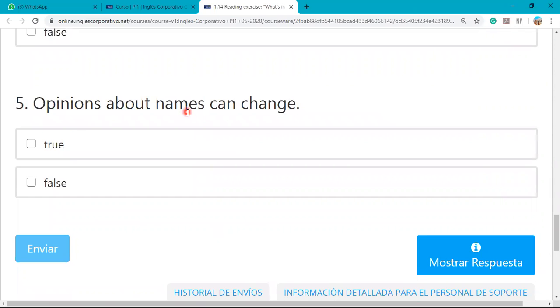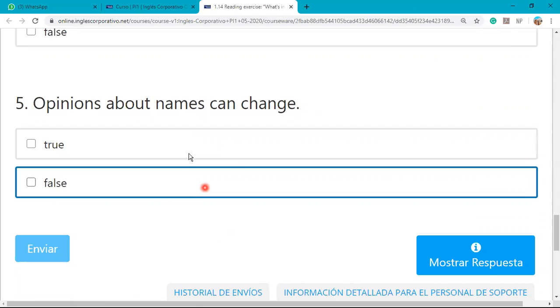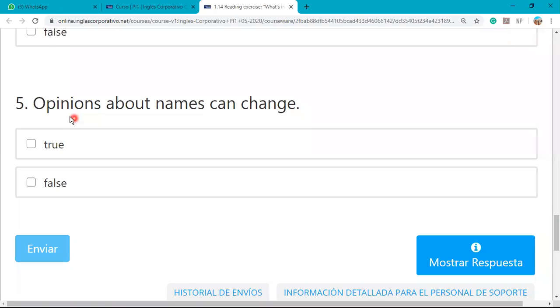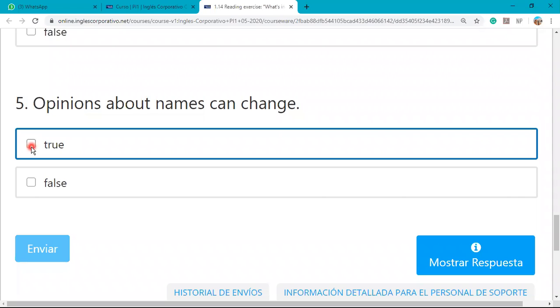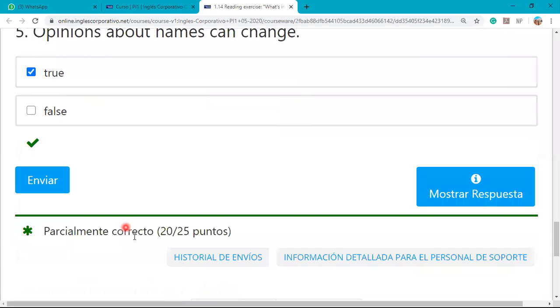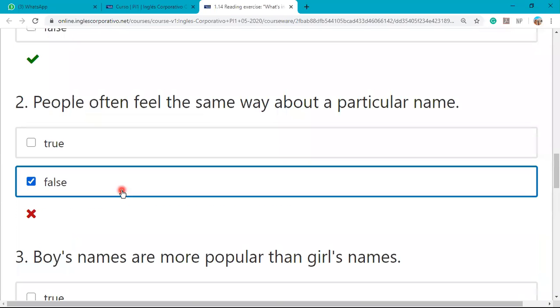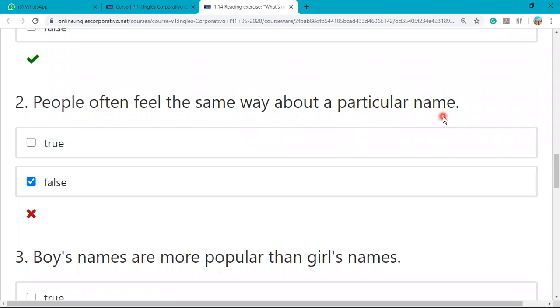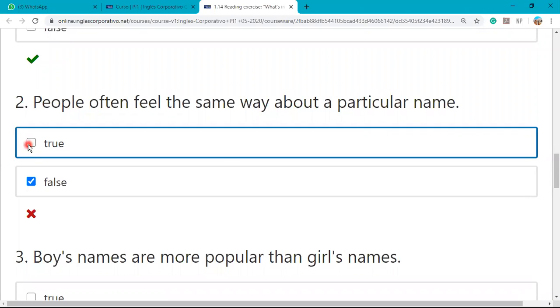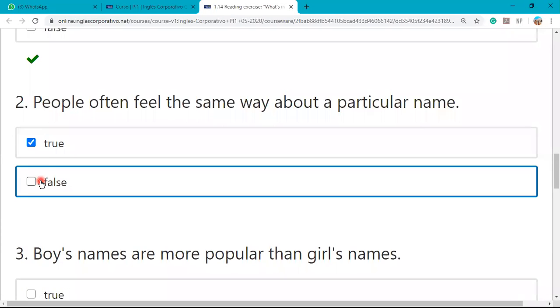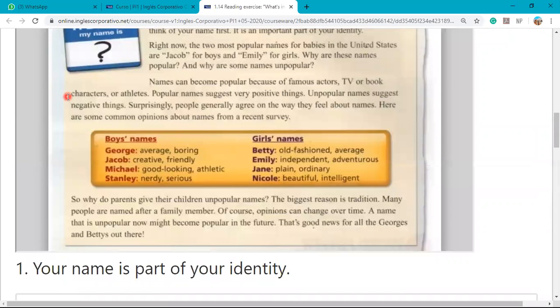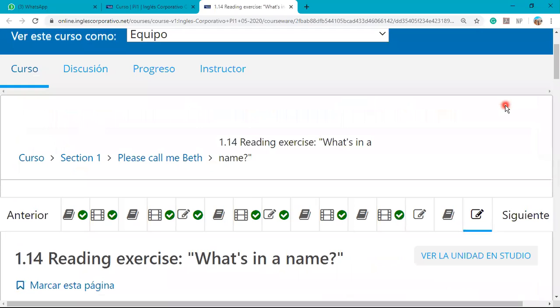Opinions about names can change. True or false? Hello? Hello. True or false? True. True. True. Okay, let's check. Parcialmente correcto. Hay que volver a leer, muchachos. Bueno, pero aquí ya vieron que la mayoría, esta estaba mala, ¿ves? This is the platform. Sí, esto está en la plataforma. Okay. Es el ejercicio, es el último de esta sección, de la unidad 1.